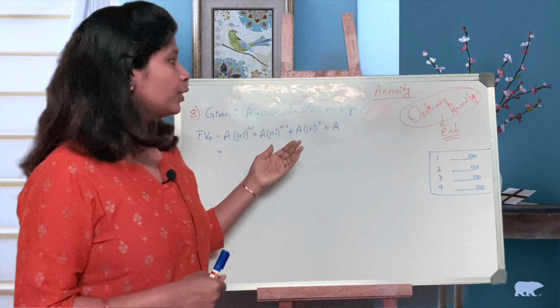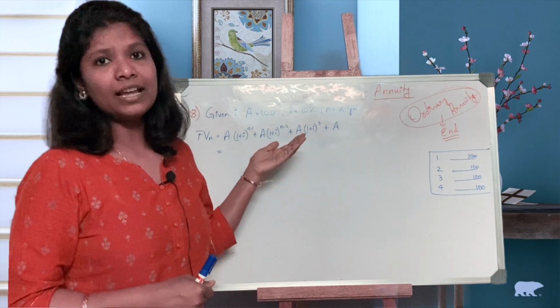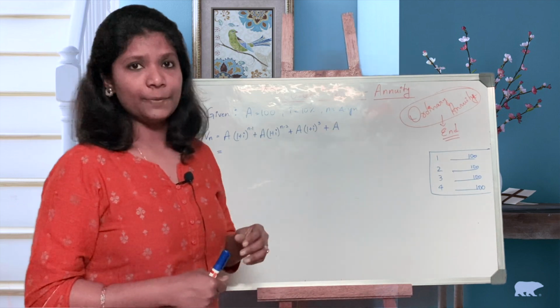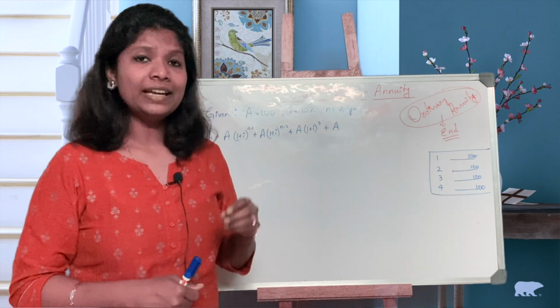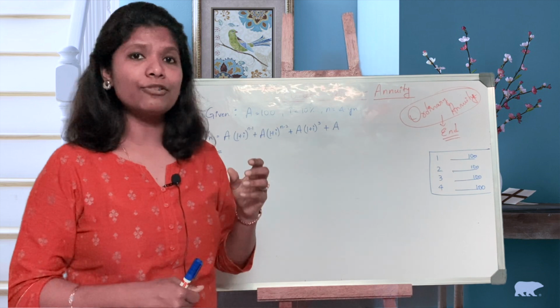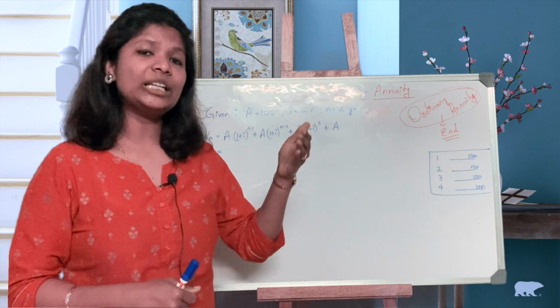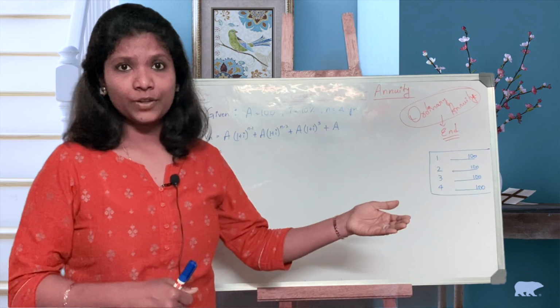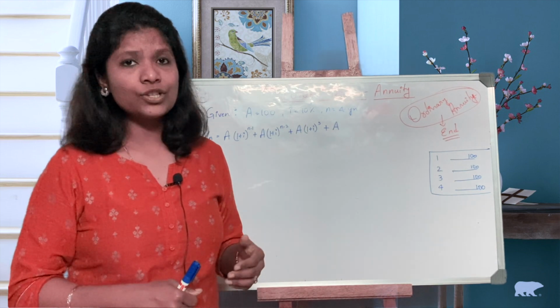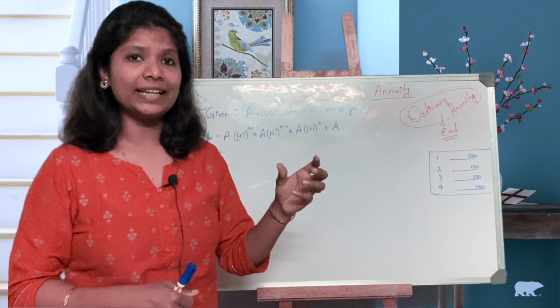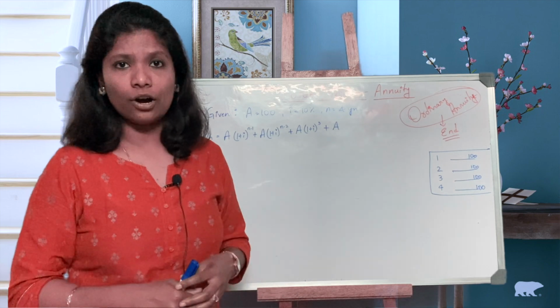Okay, now here we're going to look at the even cash flows of annuity. What is an even cash flow? Even cash flow is the same amount of money that you're paying at equal intervals of time. What is uneven cash flows? You are paying different amounts of money at equal intervals of time.